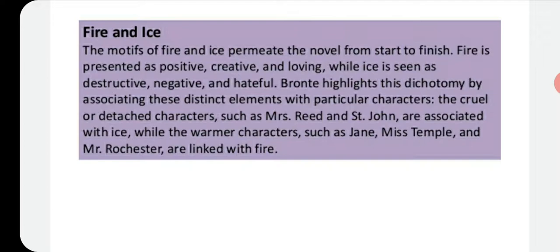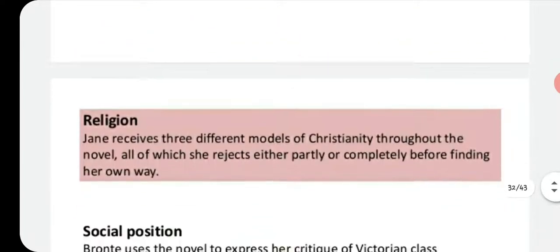The cruel or detached characters, such as Mrs. Reed and St. John, are associated with ice, while the warmer characters, such as Jane, Miss Temple, and Mr. Rochester, are linked with fire.